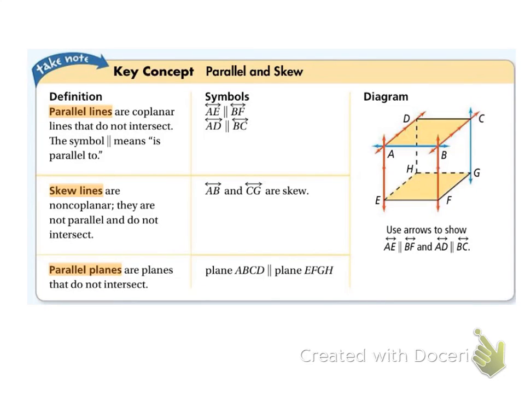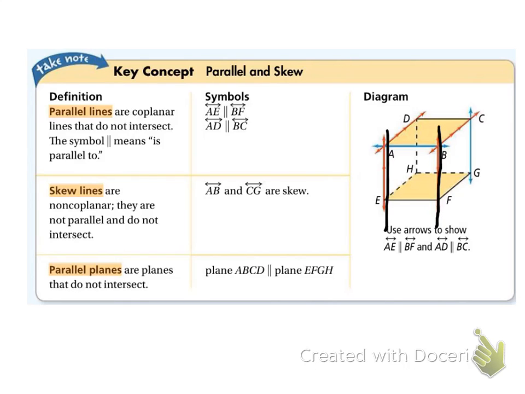Okay, this is 3.1 of geometry. So parallel lines are coplanar, which remember means that they share a plane. So lines that are on the same plane that do not intersect. We use this symbol with the two lines to say that they're parallel to. So in this top guy, AE is parallel to BF. So in our picture, AE is parallel to BF.